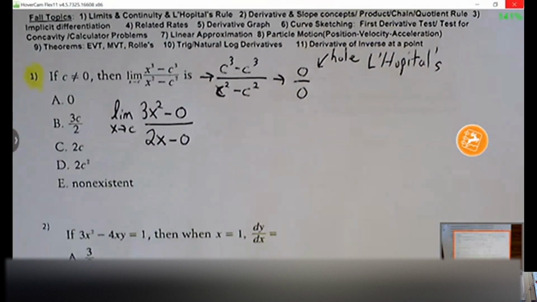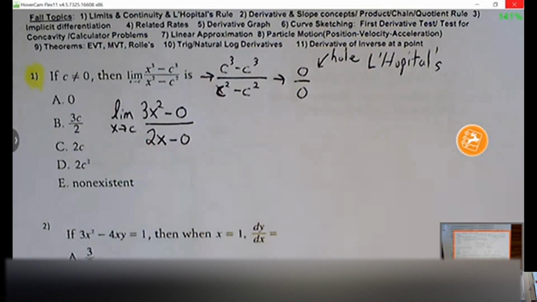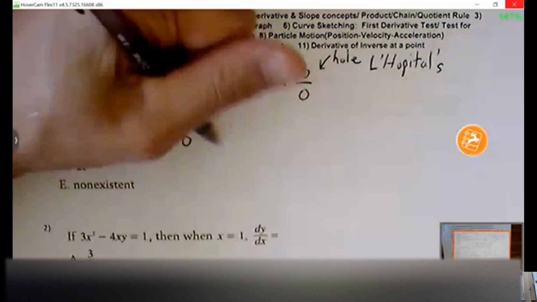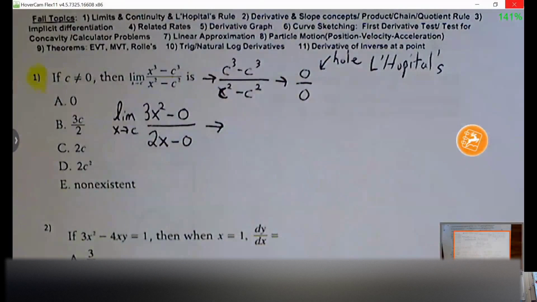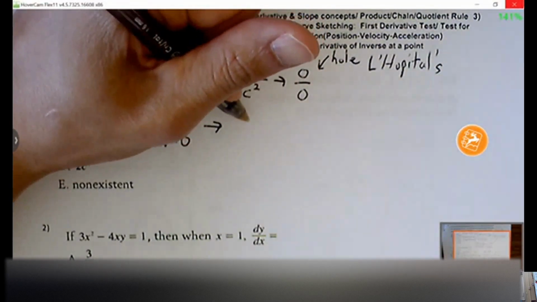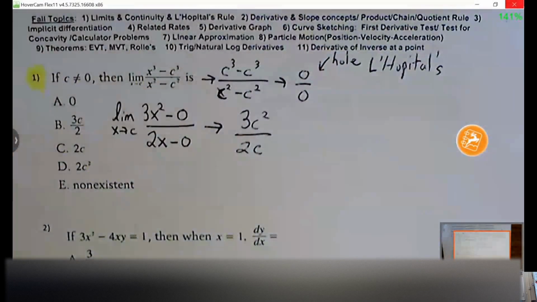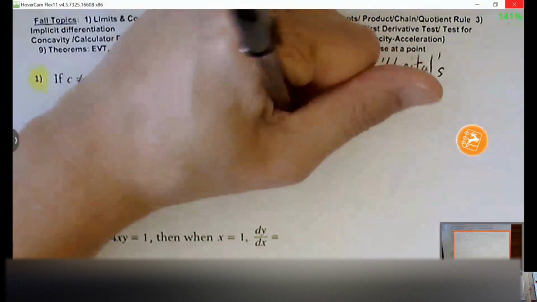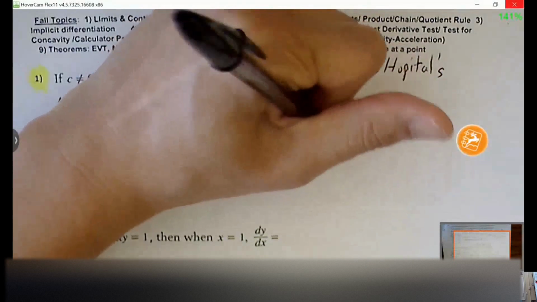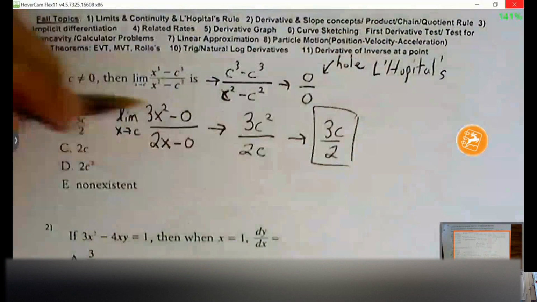So just like with other limit problems, as soon as we apply L'Hopital's, we're going to reevaluate and see if that will give us a value that is other than 0 over 0. So C in for X. Three C squared over 2C. I can take out one of the C's, so I'm just left with 3C over 2. C doesn't equal 0. It is a real number.